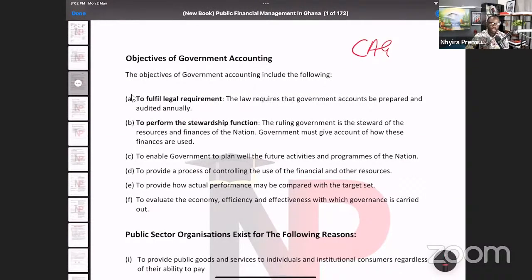Two, to perform the stewardship function. To perform the stewardship function. That is the second key thing.